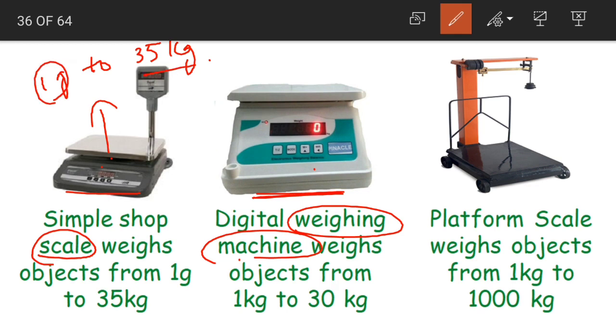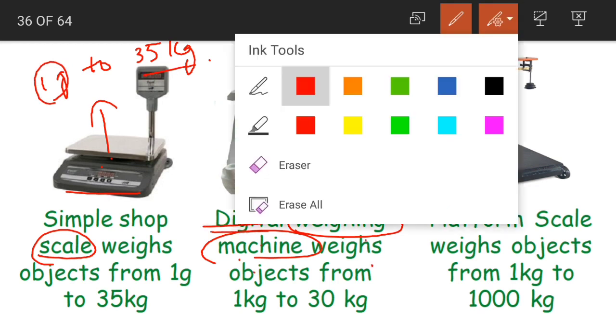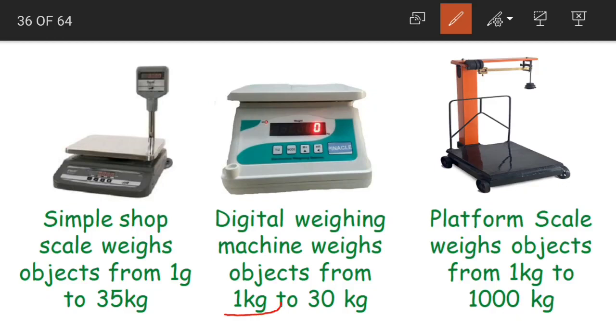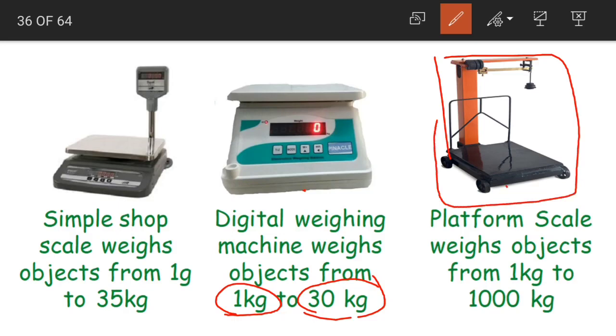And this one is the digital weighing machine, and it can be used to weigh objects from 1 kilogram to 30 kilograms. And now this one here, as you can see, is called a platform scale.